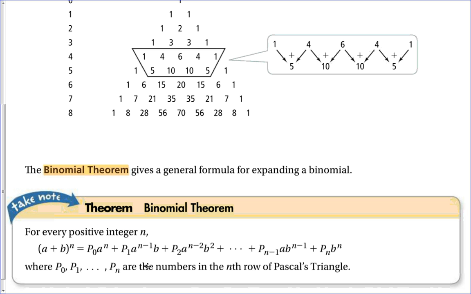But that's basically what the binomial theorem says: these p's here, p1, p2, pn minus 1, and pn, that's just you're taking the exponent, finding that same row in Pascal's triangle, and you're going to use those numbers for coefficients.